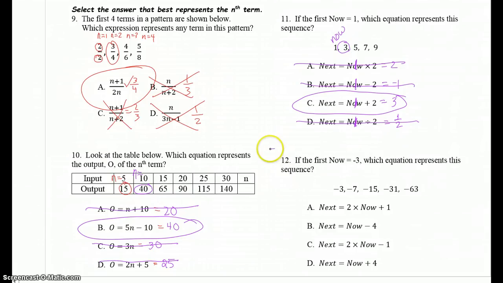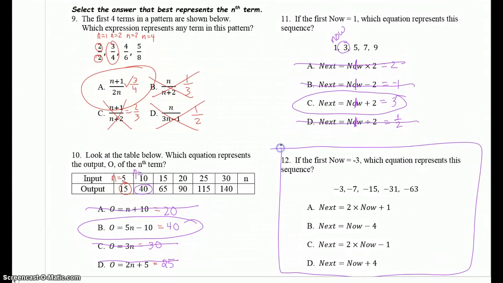Please go ahead and stop the video, and you are also responsible for number 12 for tomorrow.